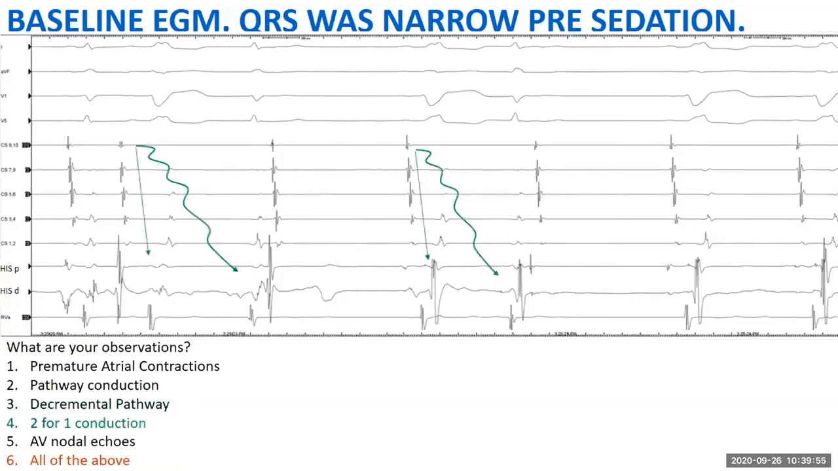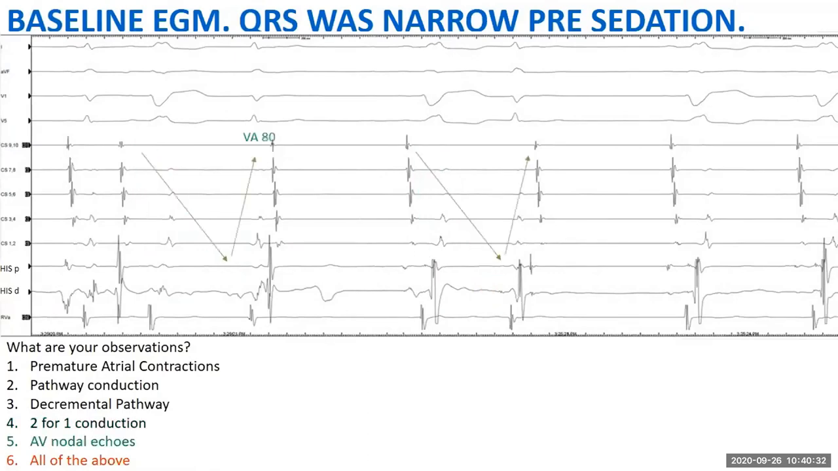We also observed 2-for-1 conduction from the second PAC and also from the sinus. So one atrial signal conducts to two ventricular signals. First, via the fast pathway with concomitant pre-excitation, and then the second, via the slow AV nodal pathway with blocked accessory pathway conduction. The His signal precedes the ventricular signal, and we see this a few more times in addition to what is observed here. This repeated appearance suggests dual AV nodal physiology rather than just coincidental junctional beats.